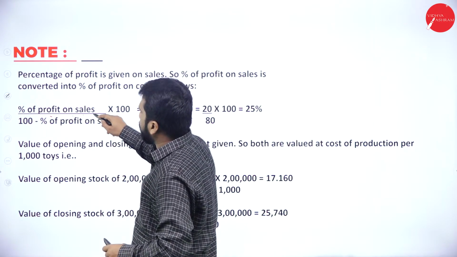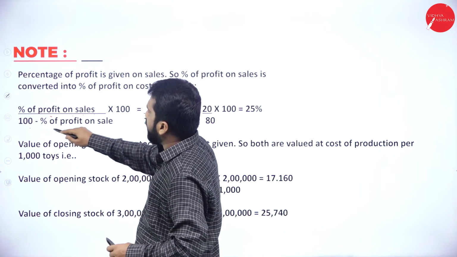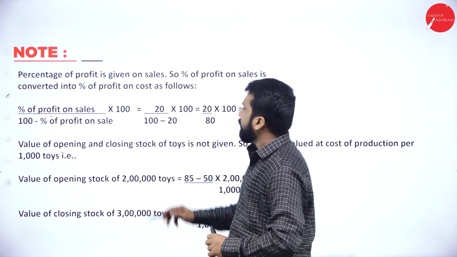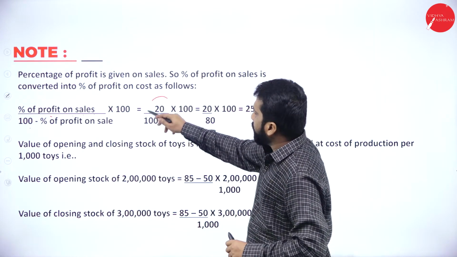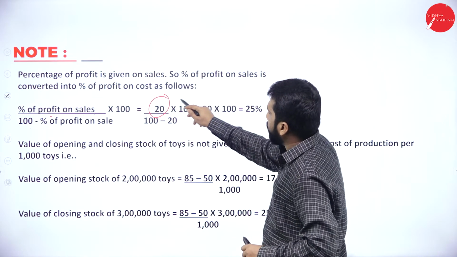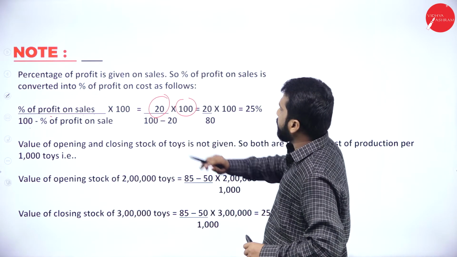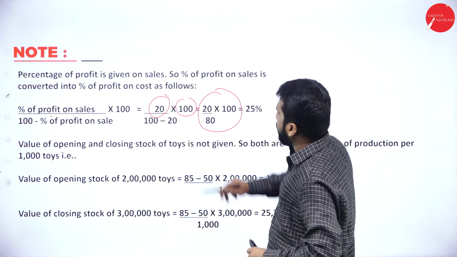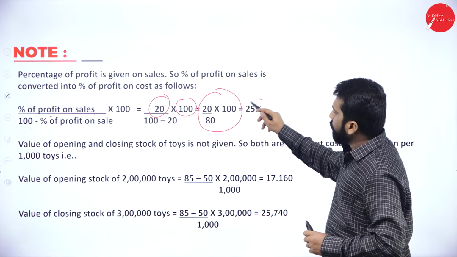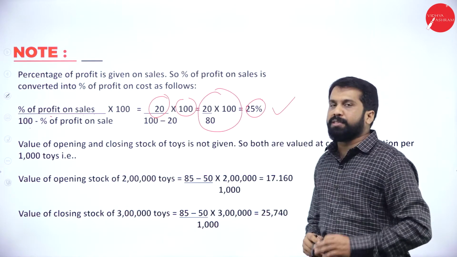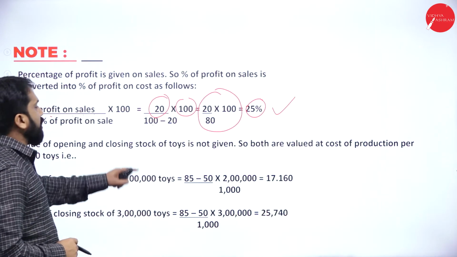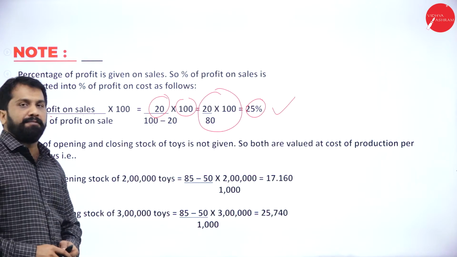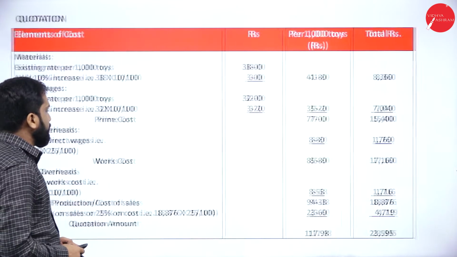Percentage of profit on sales divided by 100 minus percentage of profit on sales, multiplied with 100. Now, percentage is 20% multiplied with 100. 100 minus 20. 20 into 100 divided by 80. You got 25%. Hope you understood. Clear? Yes. So you got how much now? 25%. I'll go back.